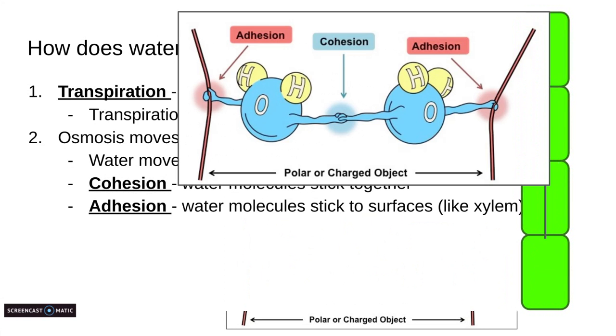Water is also really good at sticking to other things, like sticking to the walls of vessels or the walls of xylem. We'll look at some demonstrations for this. So this also helps the water move up into the plant.